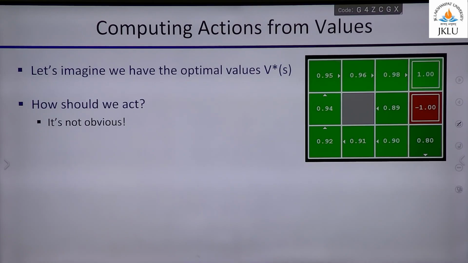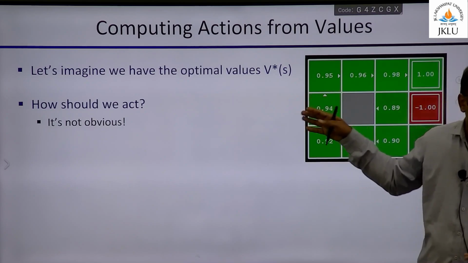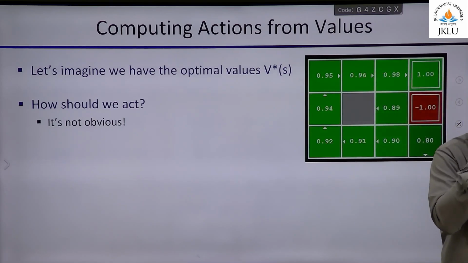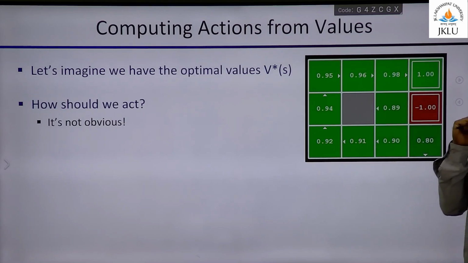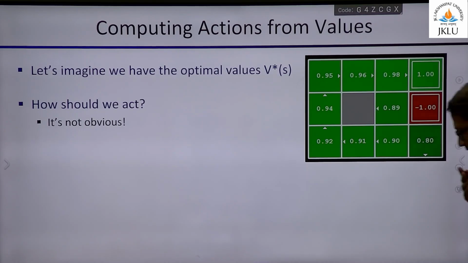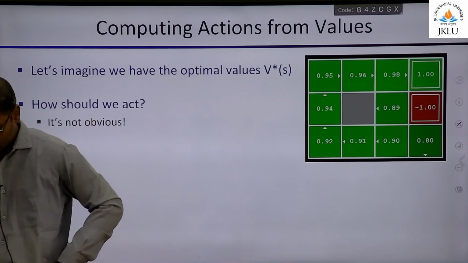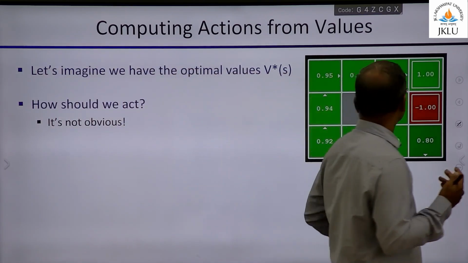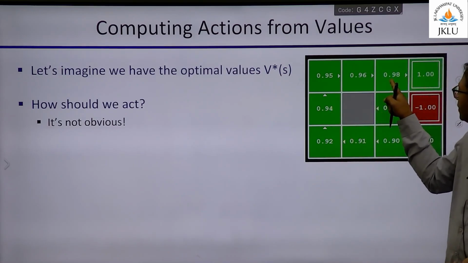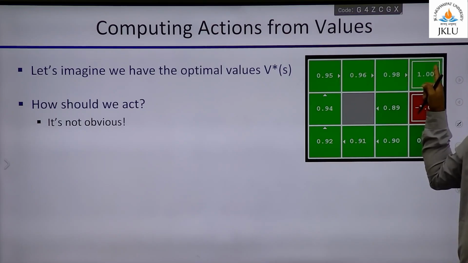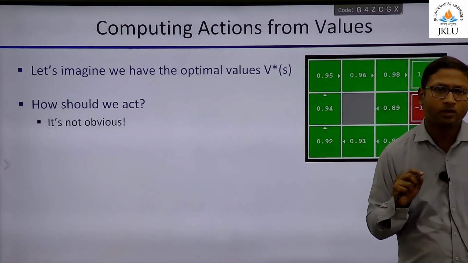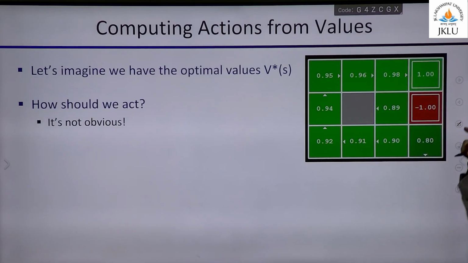No, the policy is not given, but how would you compute it? Can you help me compute it given these values? For example, if I am here, you say this one's value is higher, so go this way. So look at my neighboring states, and whichever has the higher value, I go that side. Okay, what else?